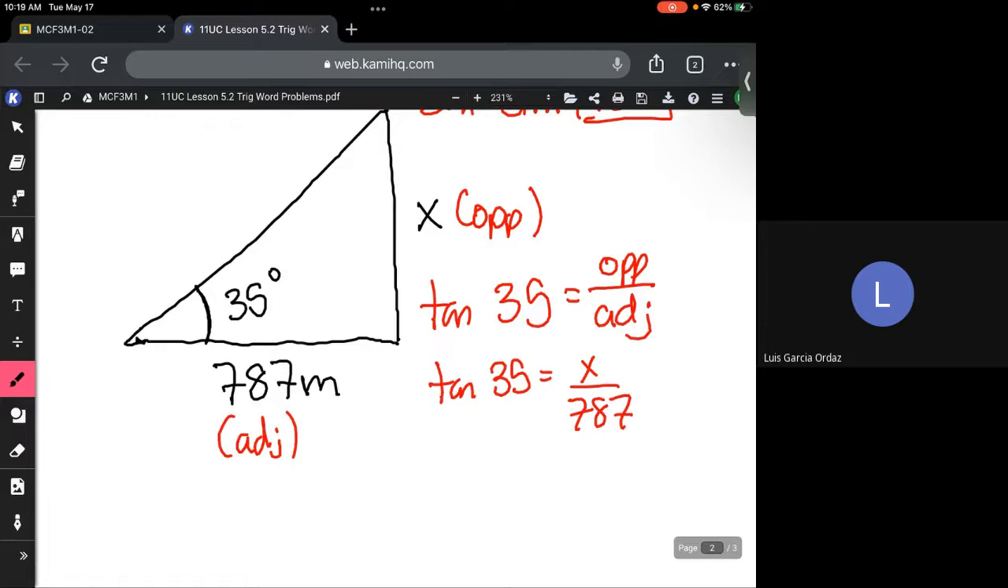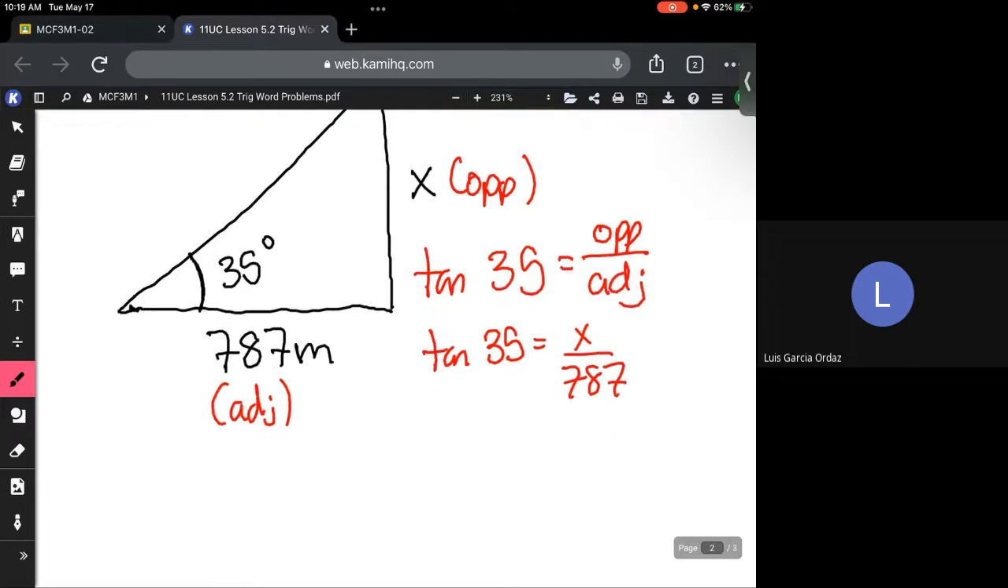How do I isolate for x? Multiply both sides by what? So I'm going to get 787 times tan 35 is equal to x. And who can tell me what that answer is to the nearest meter? Abby?